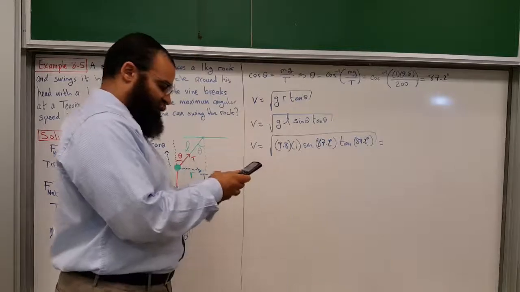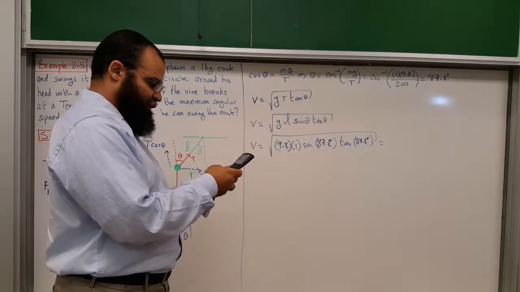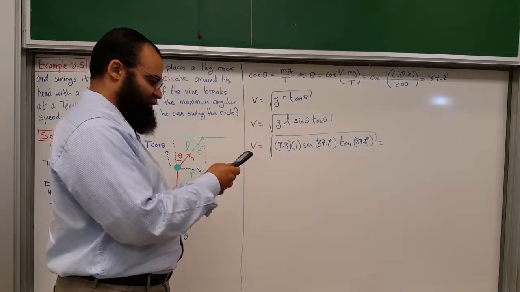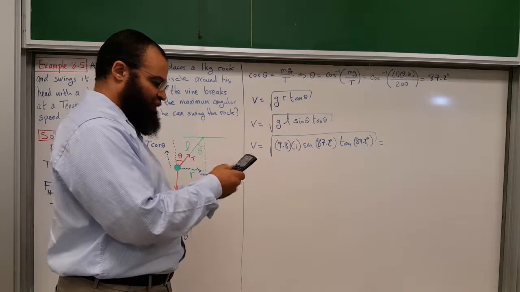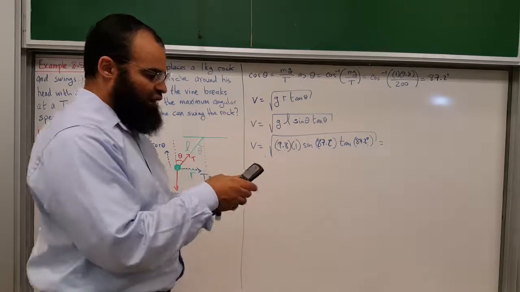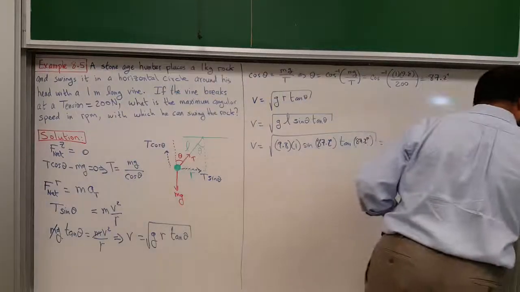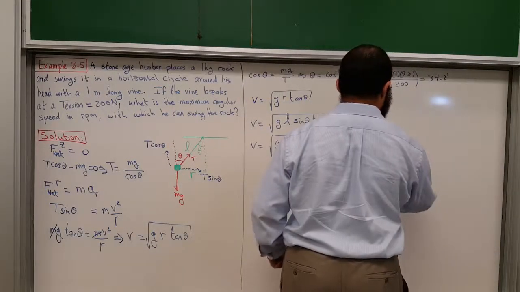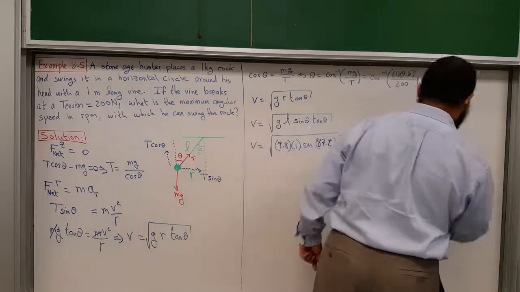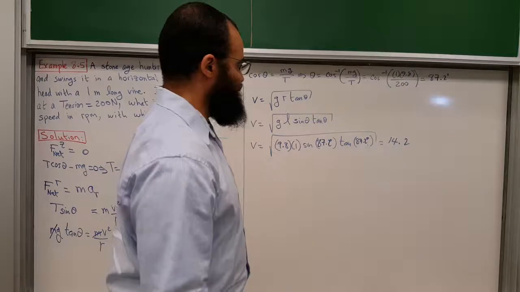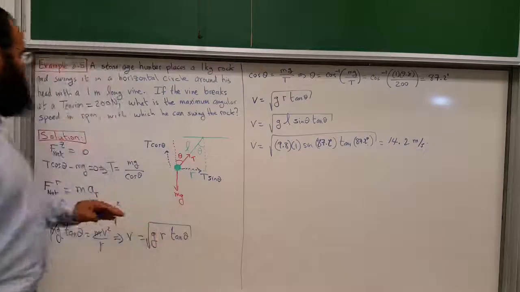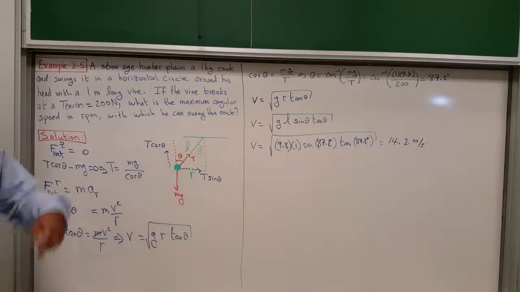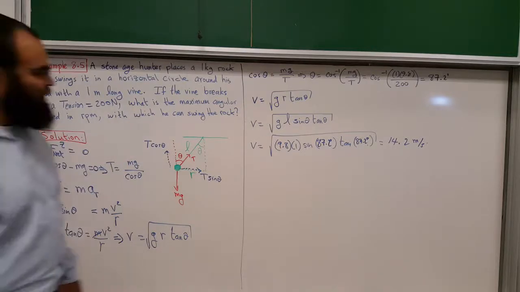Okay, so now 9.8 times the sine of 87.2 degrees times the tangent of 87.2 degrees, and then you have to take the square root of that, and I get 14.15, about 14.2 meters per second. But that's not the end of it. They would like to know what is the RPM, how many revolutions per minute it makes. So I know that that's omega.